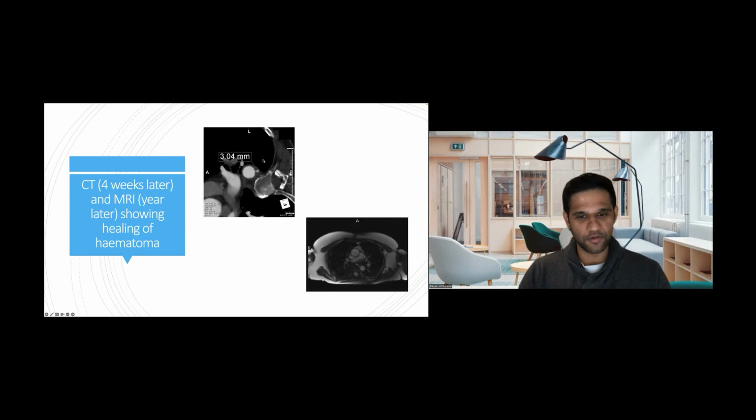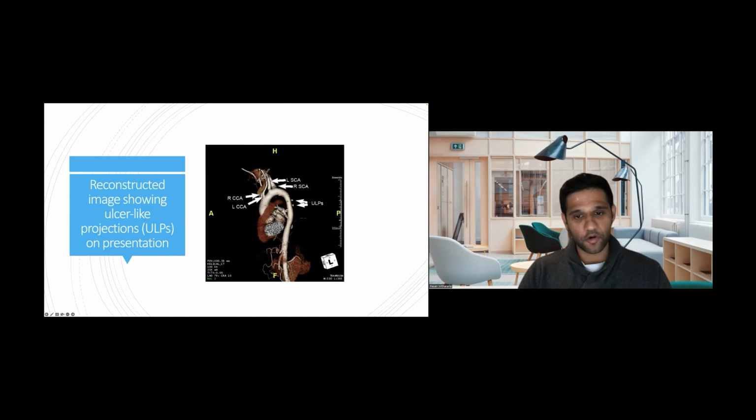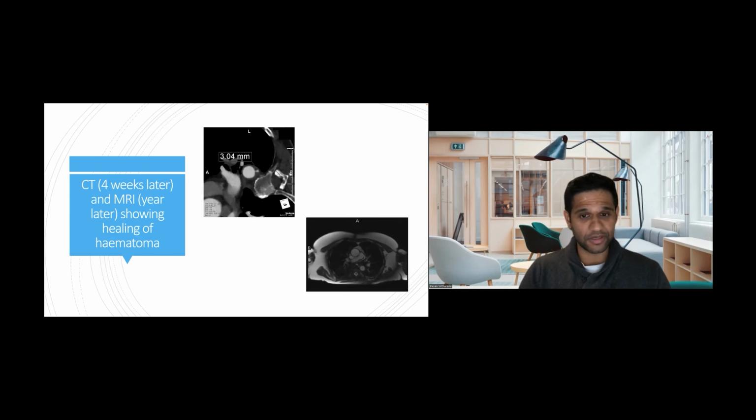Now, this is the cross-sectional view. If you remember from the initial presentation, it was 7.73 millimeters in length, but 4 weeks later, quite lucky for the patient, it came down to 3.04 millimeters. So it's healing, it's getting better, okay? And you can also see an MRI a year later, which shows almost complete healing of the hematoma. Now, it's not very common for hematomas to heal completely and for the aorta to go back to almost normal to how it was. So that's why this case presentation was a bit unique compared to other cases we have seen in the literature.